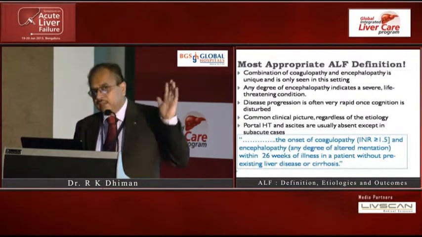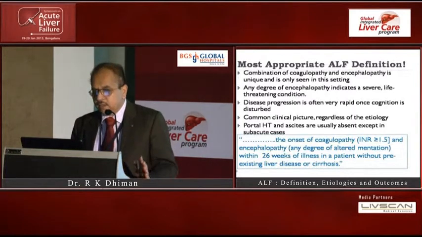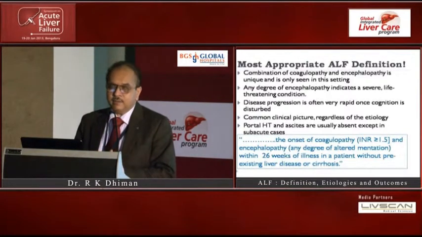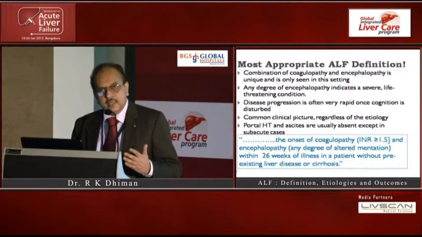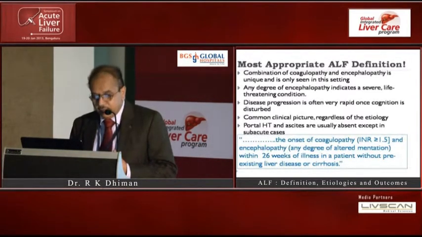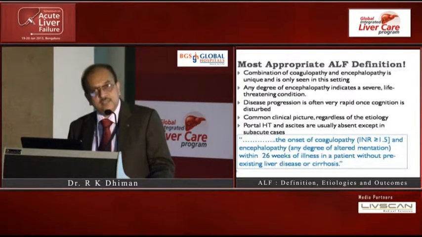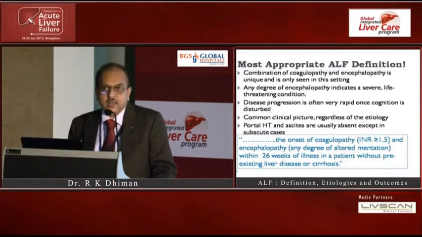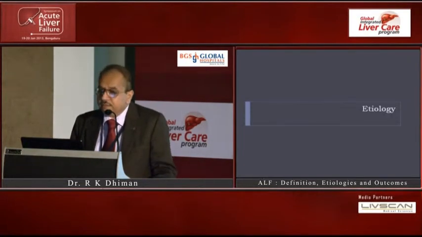Whatever the etiology, there is always a common clinical picture. Portal hypertension and ascites are usually seen when there is a prolonged course, for example in subacute liver failure, as you see in idiosyncratic drug reaction or ALF of unknown etiology. To me, I endorse that the definition used by the ALF study group, endorsed by the AASLD, is the best one as far as I am concerned, and it will be helpful in future studies if we want to compare quantitatively.